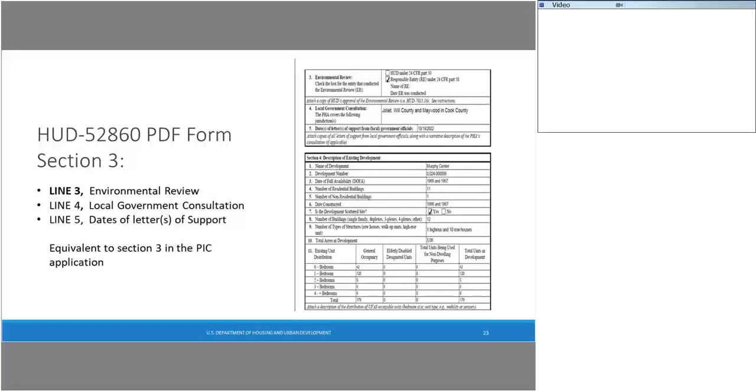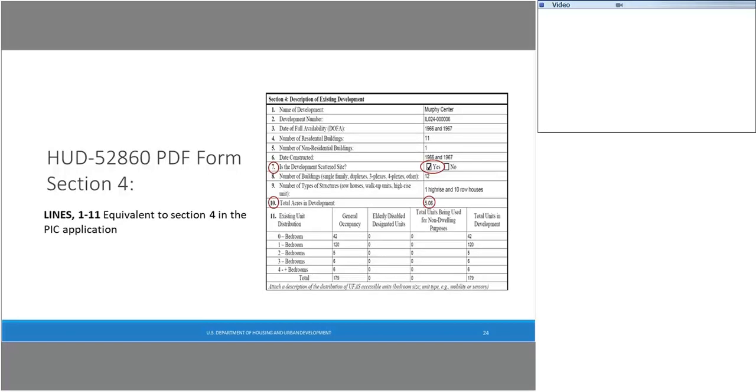Then Section 4 is the very same as in the PIC application. Next slide. Under Section 4, something is slightly different from the PIC application. The 1 through 9 is the same. However, line 10, remember when I spoke to a partial removal, and what it exactly is, the total amount of acres? Here, the Housing Authority provides that information, which is great.